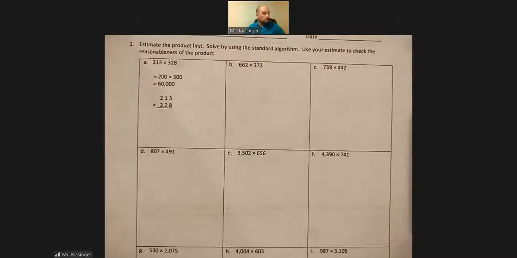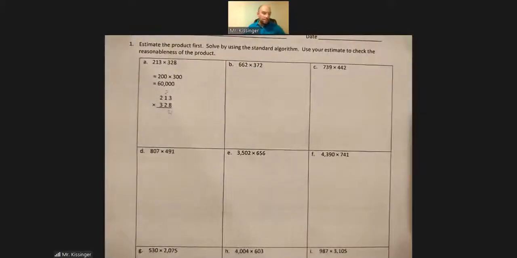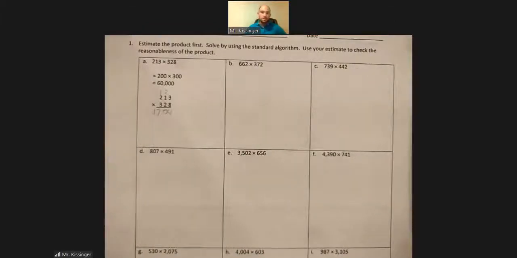So what we're going to do is multiply 213 times 8, our ones place. So we'll start with our 3 times 8. It's 24. Carry the 2. And then we have 1 times 8, which is 8, plus our 2. So we carry our 1, that's 10. And then 2 times 8 is 16, plus 1 is 17. So we have 1,704.